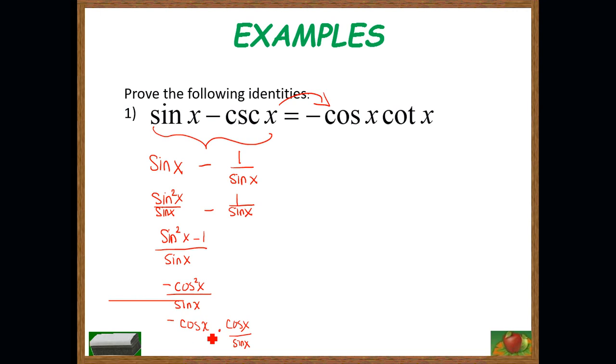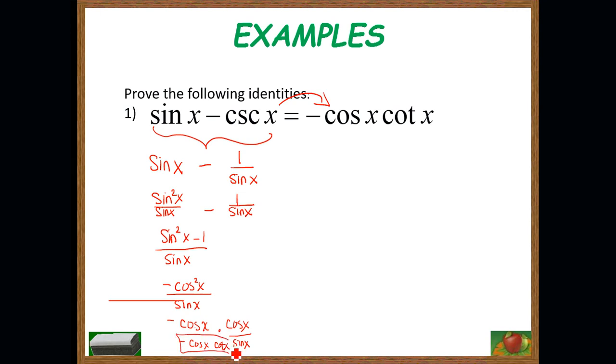Remember, when you multiply fractions, they just go straight across. That's what I'm saying here when I'm multiplying. This is still negative cosine squared, but now when I look at that value, I'm like, well, wait a minute. Cosine over sine is cotangent. So I have negative cosine x times cotangent of x.